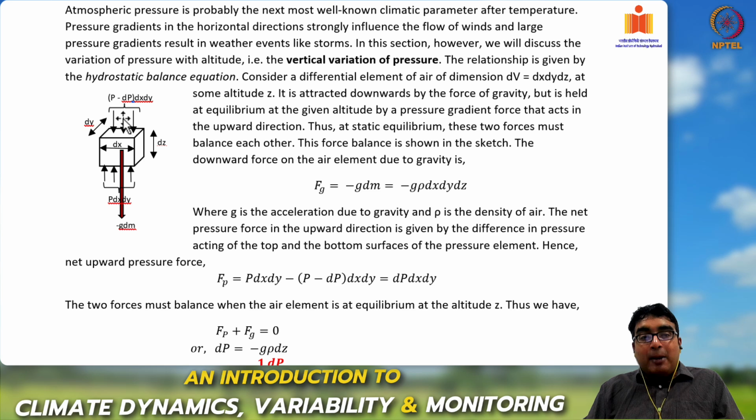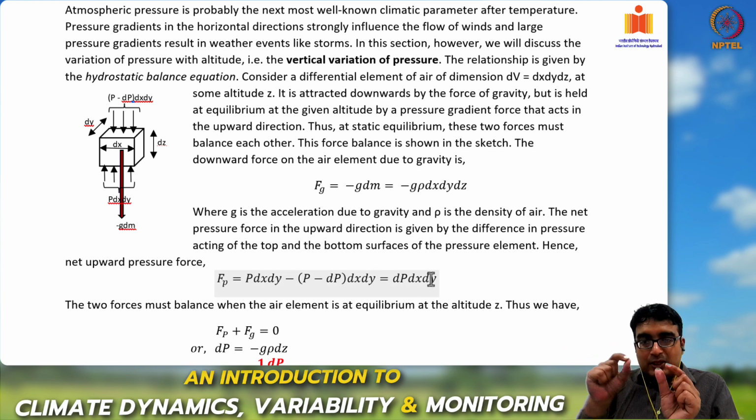And the net upward pressure force Fp is the difference between P dx dy going upwards minus (P minus dP) dx dy, which is pointed downwards from the top surface. If you take these two, you get the net upward pressure force, which is plus dP dx dy.